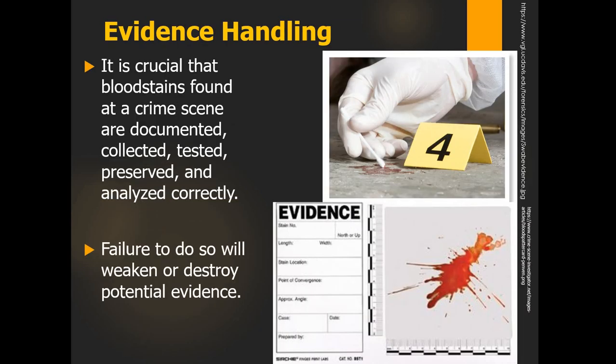All right, now we get down to evidence handling. We've handled dry stuff so far. Now blood is wet. Okay, so it's crucial that blood stains at a crime scene are documented, collected, and tested and preserved and analyzed correctly. Failure to do so will weaken or destroy potential evidence.